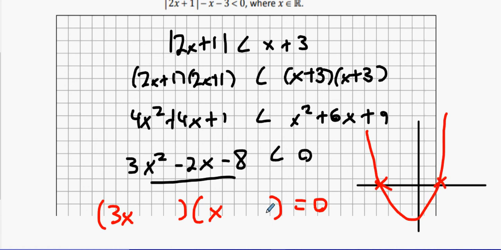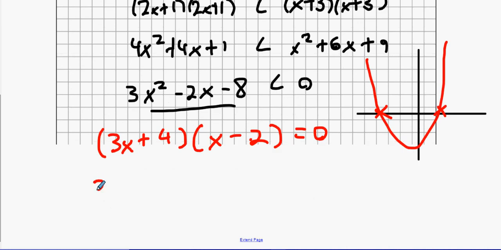I think it's going to be 4 and 2. Yeah, that's going to be 2, and that's going to be 4. I want it to be minus, so that'd be minus 2 and a plus 4. Yep, and we have our two answers here.